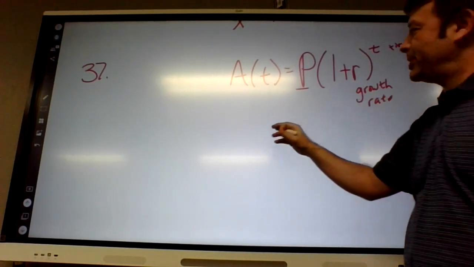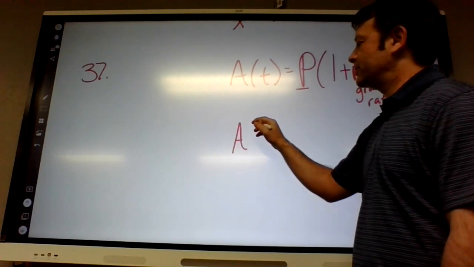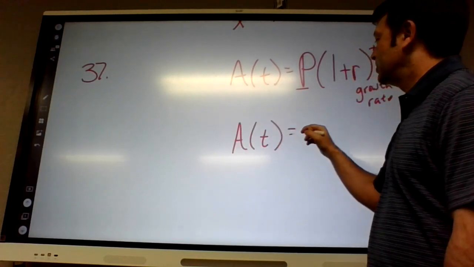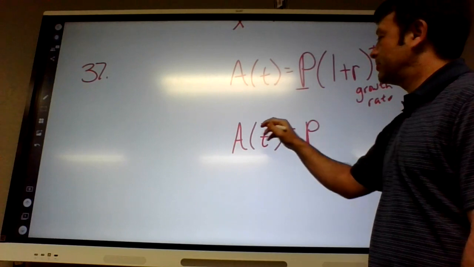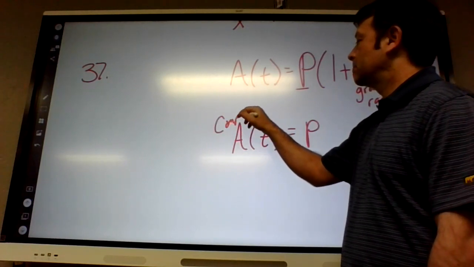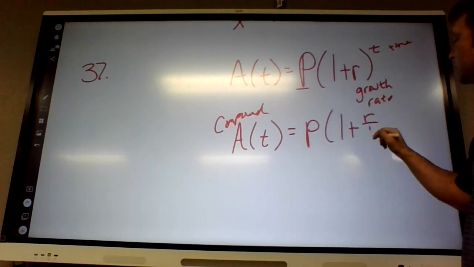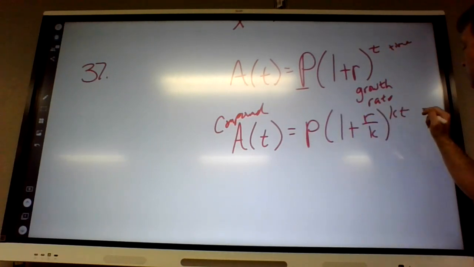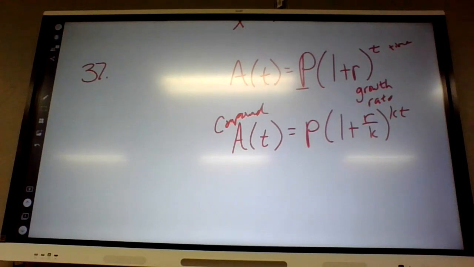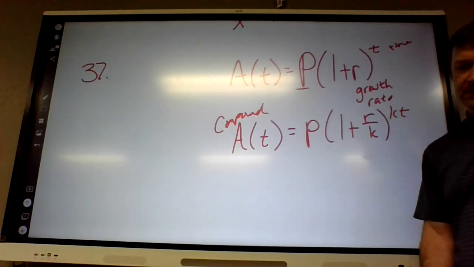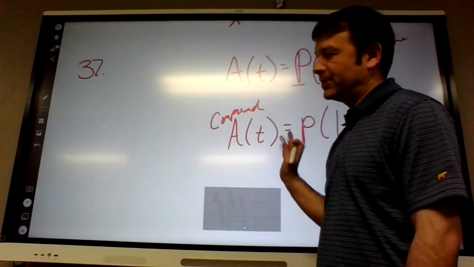And when we did compound interest, instead of r it was r over k, and the exponent was k t. K stood for how many times you got paid in the year. If it was monthly, it was 12 times a year. If it was daily, 365. Quarterly, 4 times a year. So those are the things.